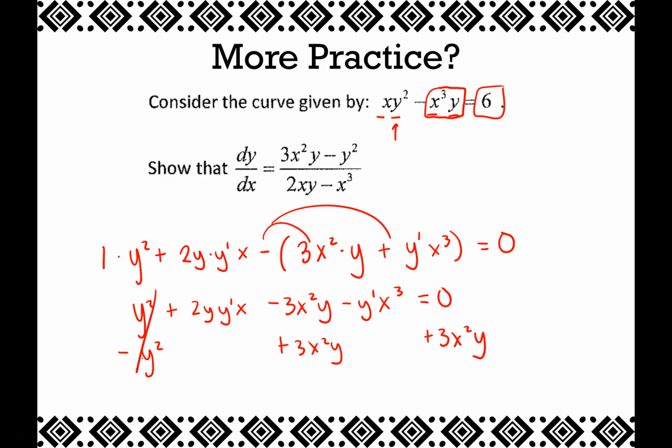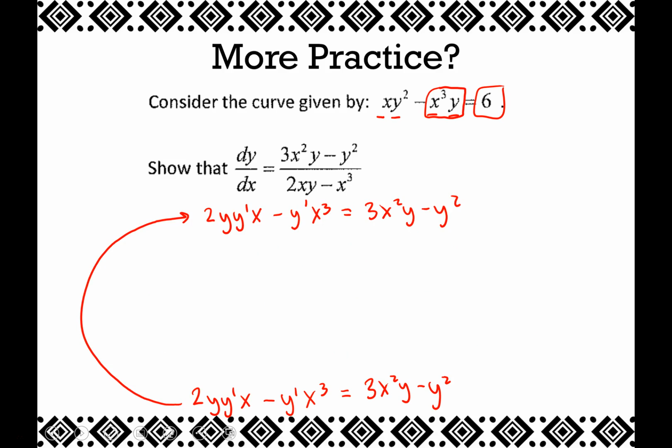Okay, so this disappears, and we are left with a 2y y prime x minus y prime x cubed is equal to, oh, don't forget to subtract my y squared over here, right? I have to do this and that. So that's going to give me my 3x squared y minus y squared. All right, give me a second to erase the above and then we'll start working on more.